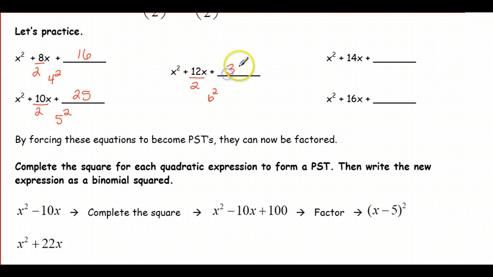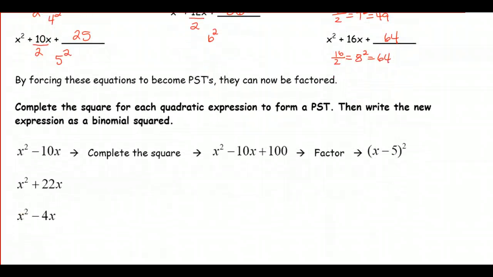and we get 36. Why don't you hit pause and see if you can get the next two examples on your own. Once you've gotten them, hit play and check your answers. Alright, so hopefully you got the correct answers. Let's move on.